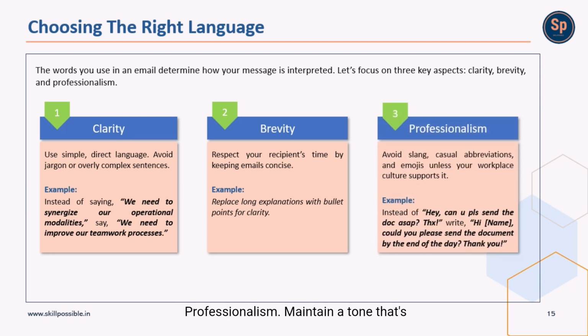Third, professionalism. Maintain a tone that's appropriate for your workplace. Avoid slang, abbreviations like "u" for "you" or "plz" for "please," and emojis, unless you're sure they're acceptable in your company culture. Let's compare 2 versions. "Hey, can you please send the doc ASAP?" Versus, "Hi, name. Could you please send the document by the end of the day? Thank you." The second one sounds far more professional and respectful.